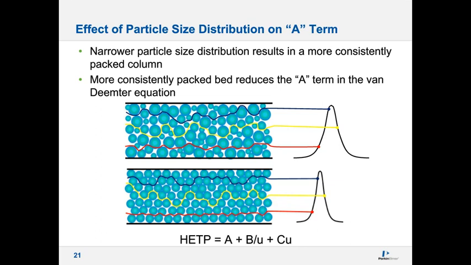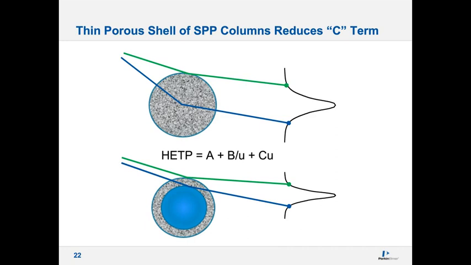The C term is the resistance to mass transfer term. Mass transfer is the diffusion of analyte between the mobile phase and the stationary phase, and it takes a short time for an equilibrium to occur between the two. Although some solute is stuck to the stationary phase, the remainder in the mobile phase moves forward, spreading the overall zone of solute. And the quicker this transfer between the two phases occurs, the more efficient the separation.